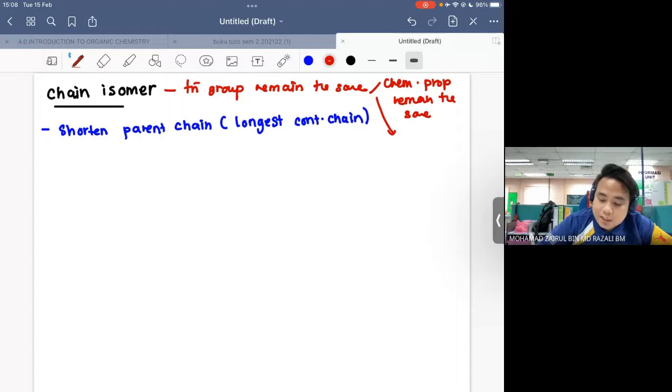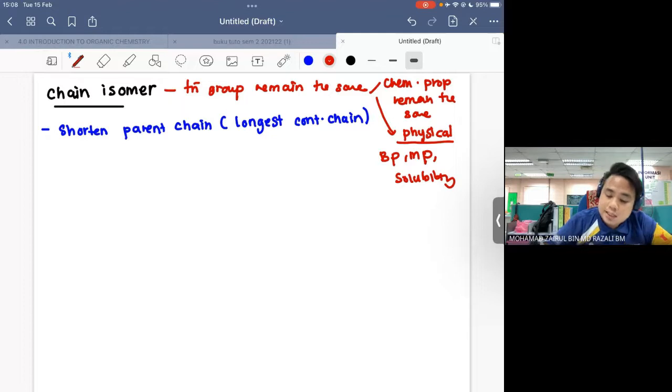So what will be different is our physical properties. Physical properties, for example boiling point, melting point, and solubility will also be different. So let's take an example. If I have 2 molecules having a molecular formula of C5H12, let's say I draw the 2 molecules.